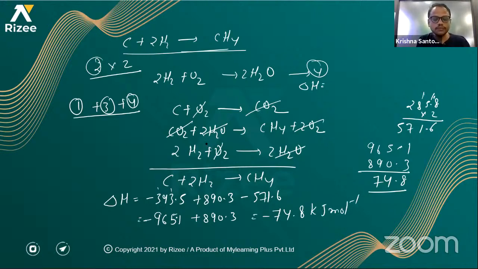So how to find this, nothing but in thermodynamics, something difficult will be there, because you have to know the mathematics. You should have a good command on the mathematics, algebraic equations, how to write all those things. Clear? So our answer is minus 74.8 kilojoules per mole.